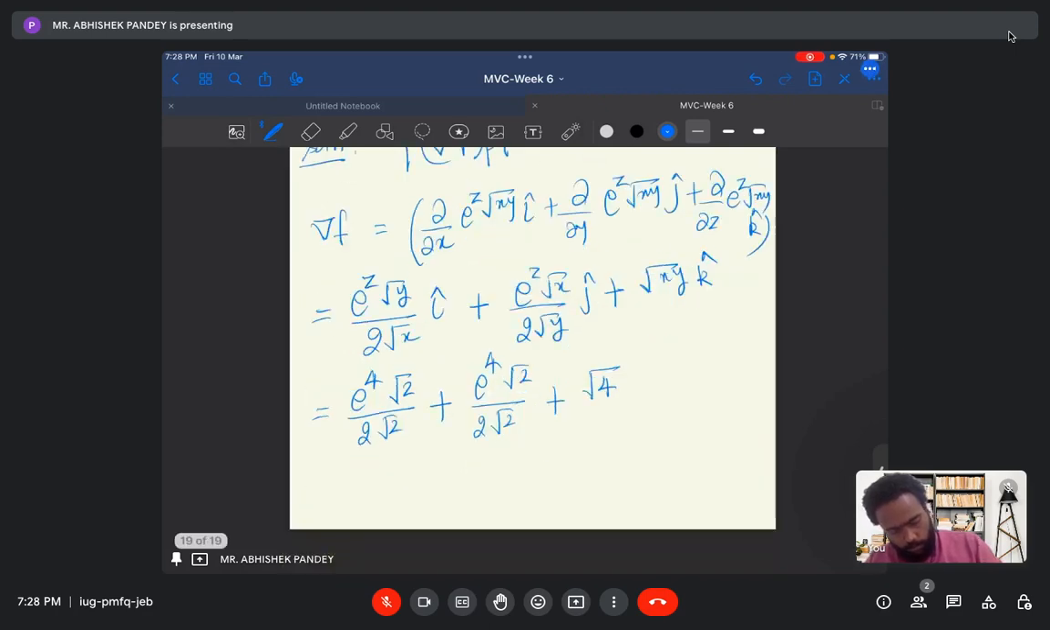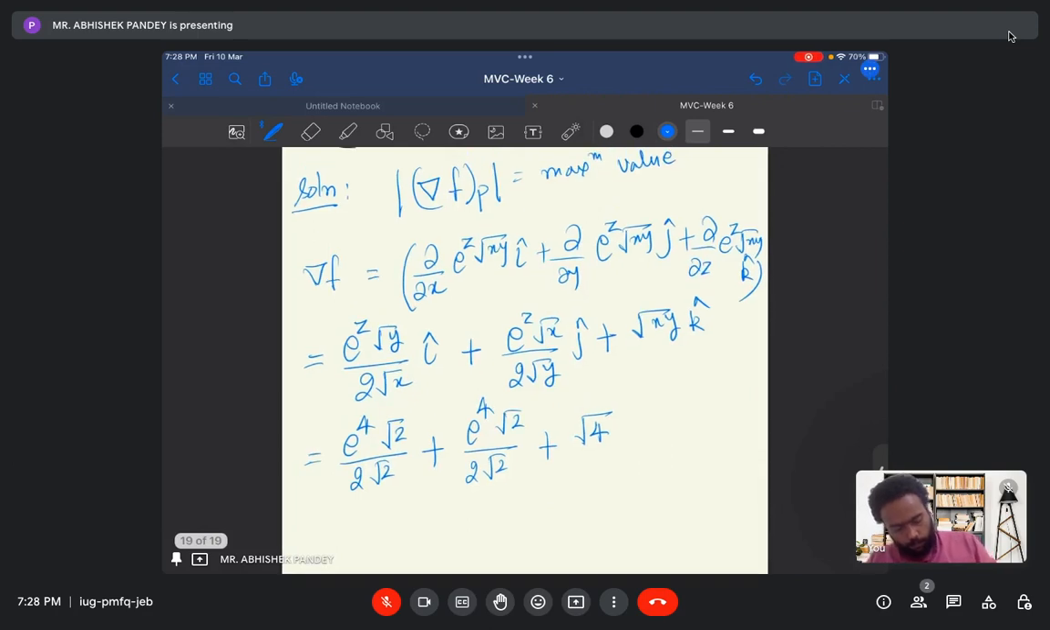Okay, I cap j cap k cap. So this is at the point P. So this is nothing but e to the power 4 by 2 plus e to the power 4 by 2 plus 2 j cap k cap.